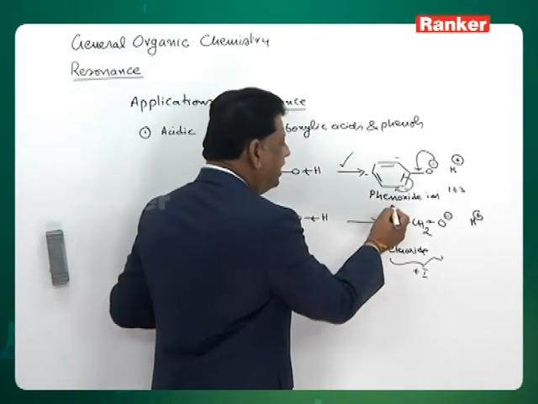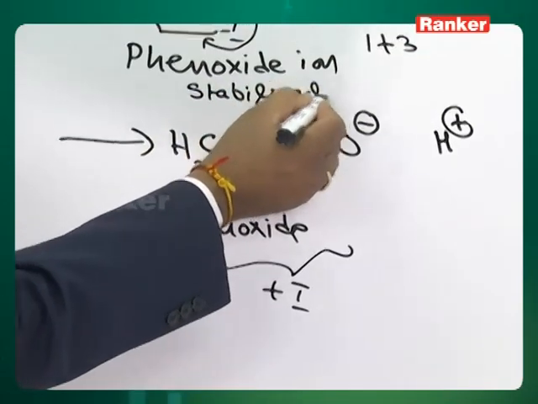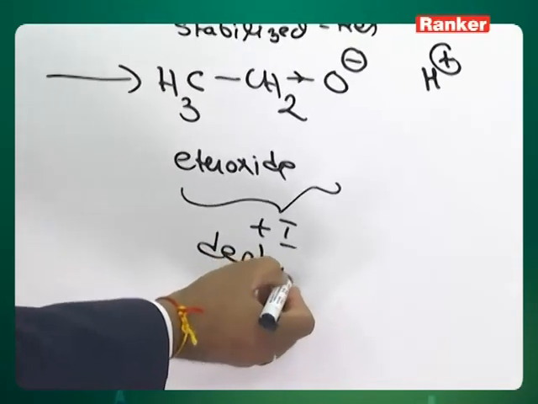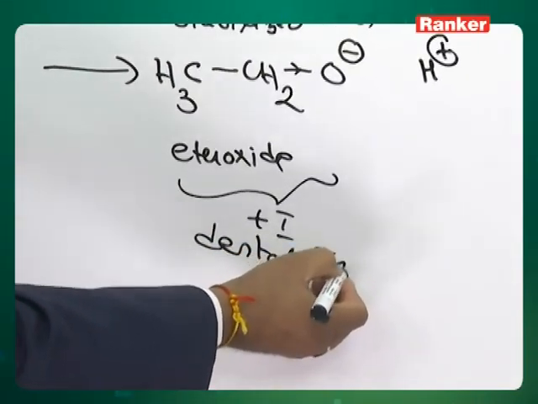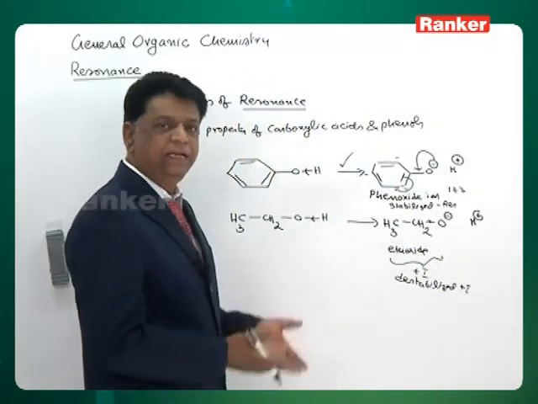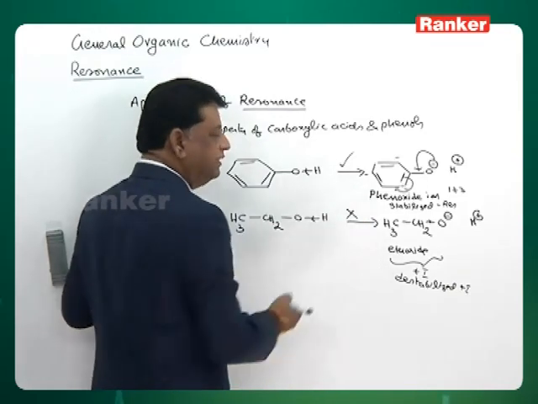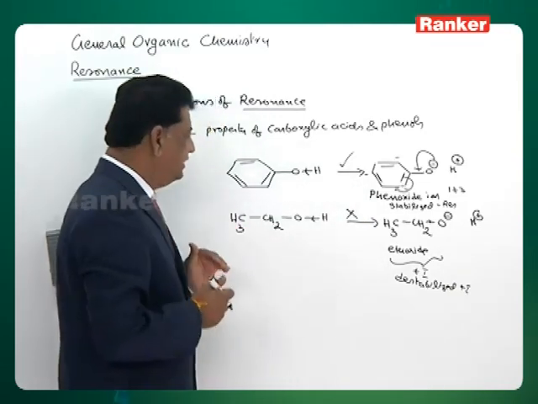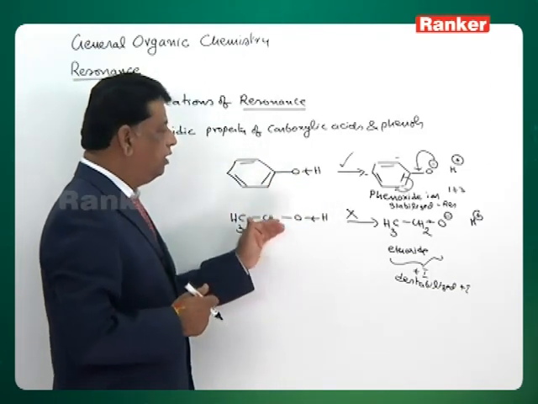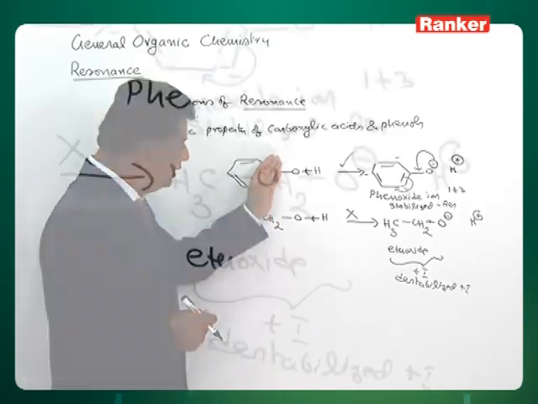So the phenoxide ion is stabilized, right? It is stabilized through the resonance phenomenon. The ethoxide is destabilized in fact. Why is it destabilized? Through the plus I effect, because this plus I effect increases the minus charge and destabilizes. That's why this process never takes place. So a fair question is now, phenol shows acidic property, ethyl alcohol shows no acidic property, but both have this functional group. What is that?